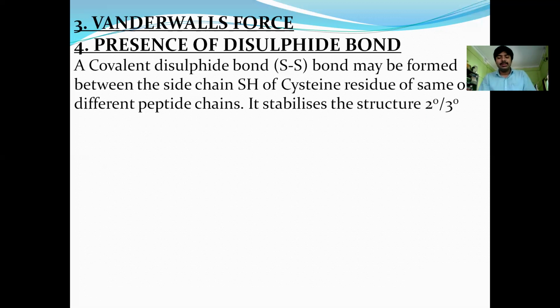This detailed study is not in your syllabus. The fourth bonding responsible for the secondary structure of protein is the presence of disulfide bond. So the presence of disulfide bond is the fourth bonding responsible for the secondary structure of protein.